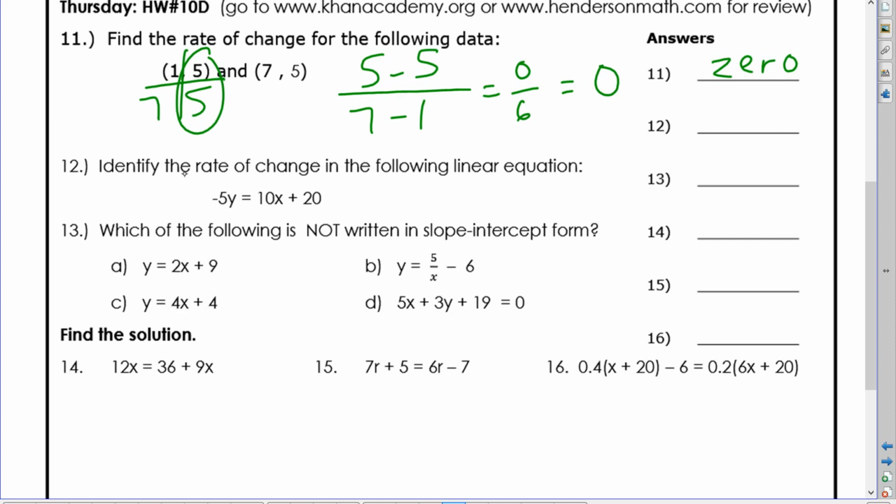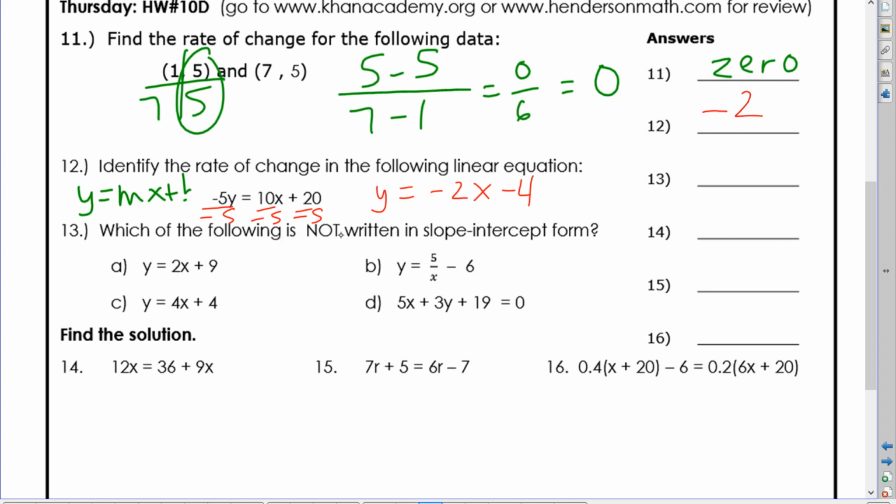Number 12, identify the rate of change in the following linear equation. Well, I can't tell you unless it's in this form. And this does not have a y by itself. So I'm going to do some mental math here. I'm going to divide every term by negative 5 and rewrite my sentence. And now I know the rate of change is negative 2.